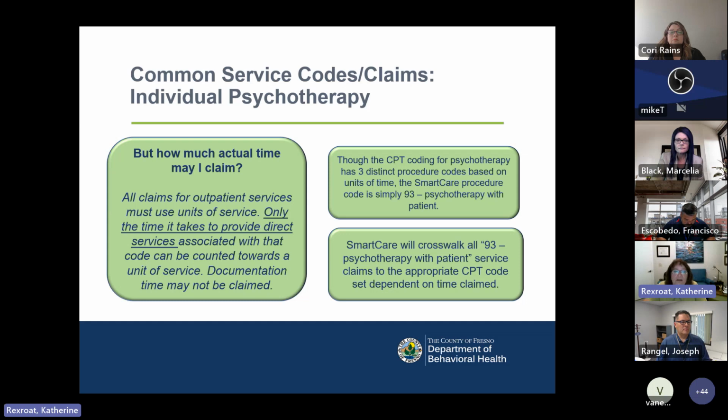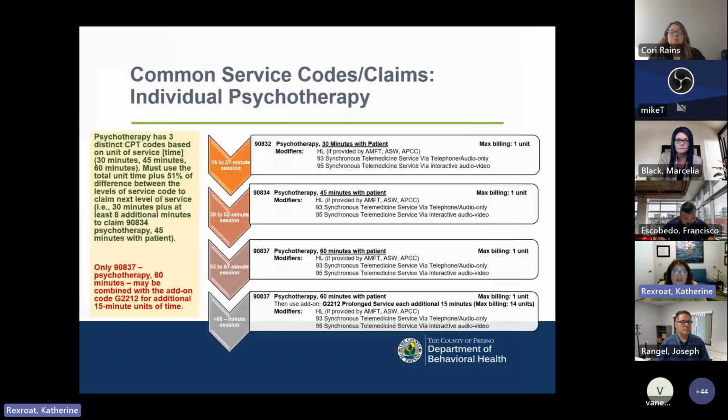SmartCare will crosswalk all 93 psychotherapy with patient service claims to the appropriate CPT code set dependent on the time claimed. So in this case, when we're talking about individual psychotherapy, and this is probably the most common service that our individual providers utilize, psychotherapy, as far as the CPT code, has 3 distinct CPT codes based on the unit of service, meaning time. There's a 30-minute, a 45-minute, a 60-minute.